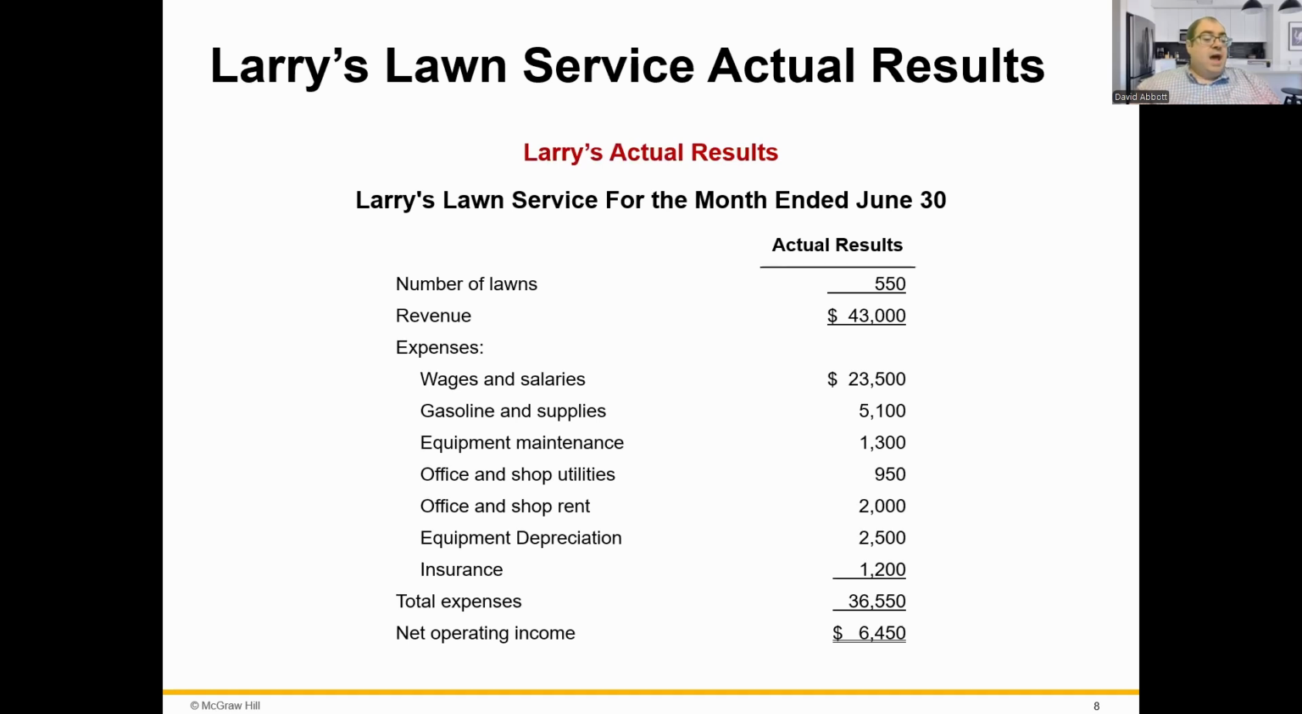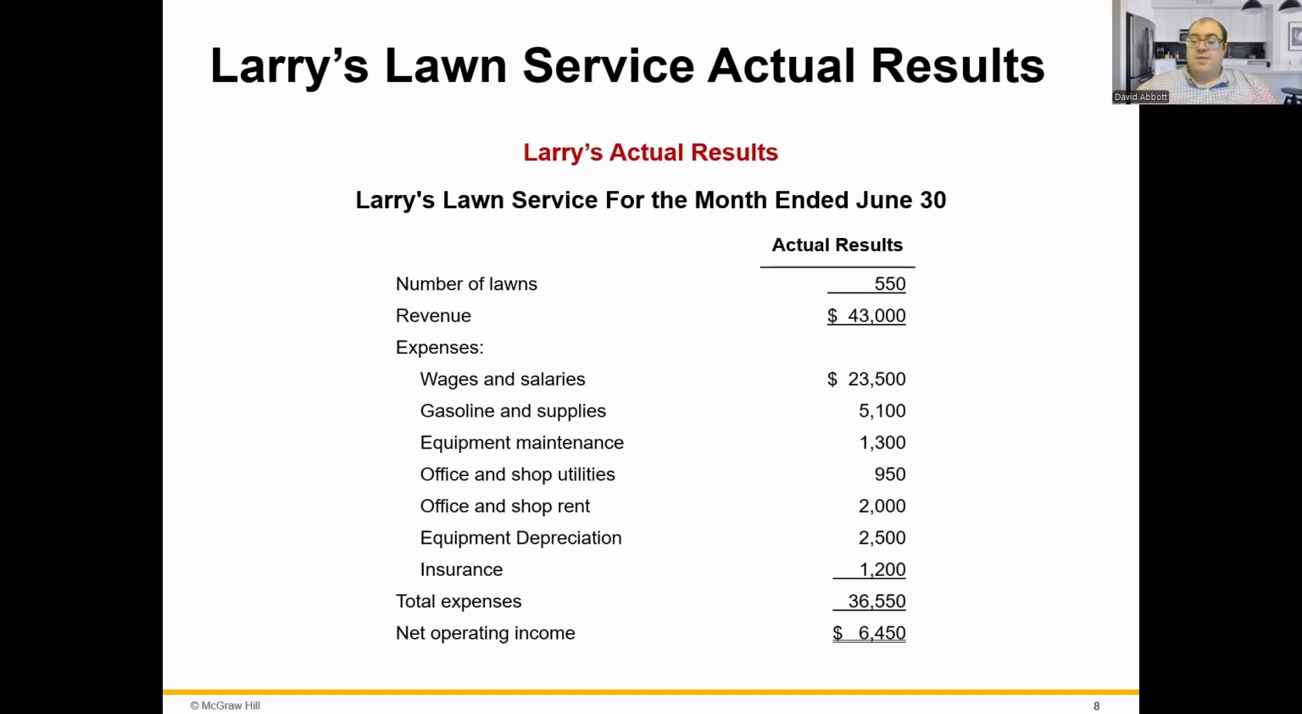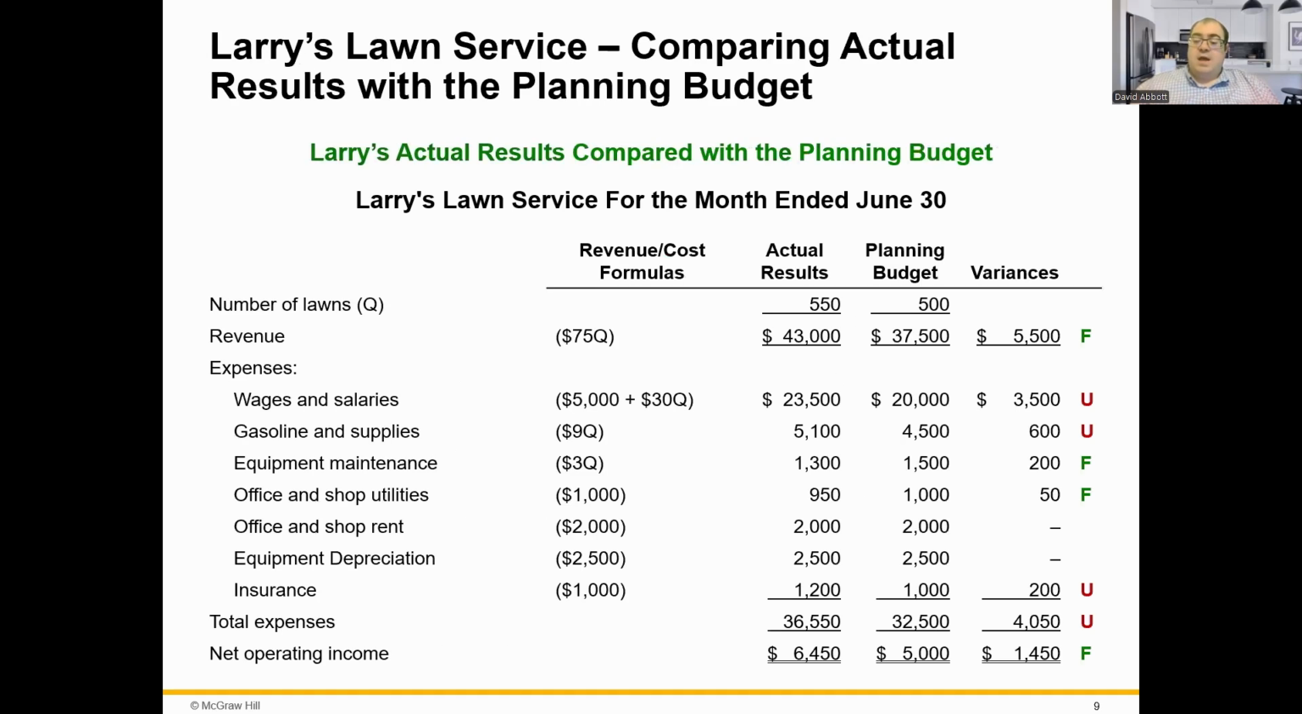So now we have the actual results for the month of June. We know that Larry mowed 550 lawns. Before, he figured that he was going to mow 500 lawns, and he figured he was going to have a net income of 5,000 for the month. But because he ended up doing 50 more than what he planned, he had operating net income of 6,450. But let's go ahead and do some more comparison work here.